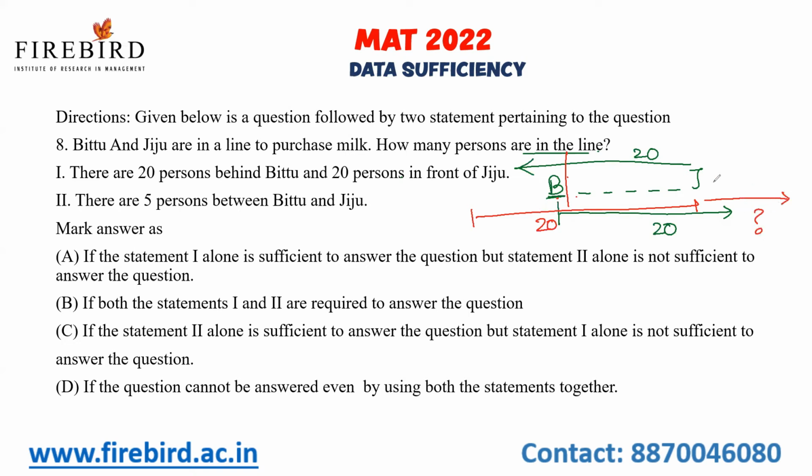Okay, behind Bittu there are totally 20 persons. Okay, and between Bittu and Jiju there are 5 persons. 6th person is your one. Okay, here there are 5 persons, right? And Jiju is the 6th person. And here there will be another 14 persons remaining.